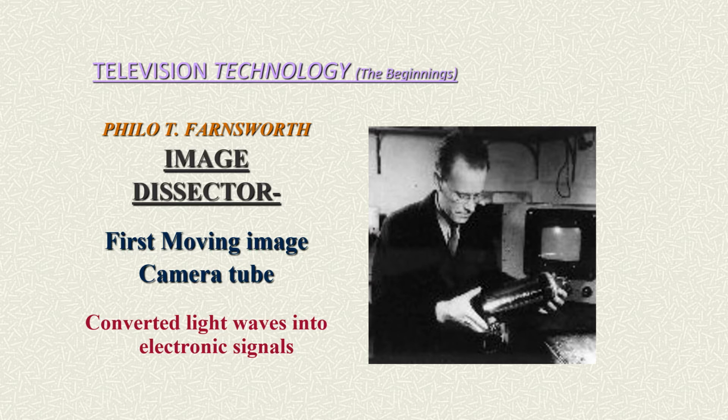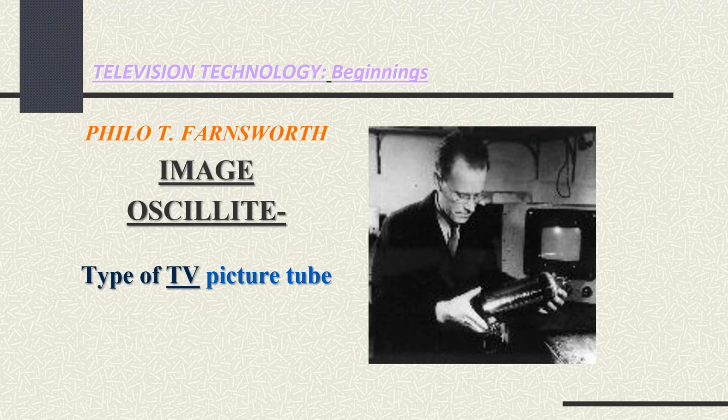And those electronic signals go through a wire into something that is going to take that scene that's in front of the image dissector and create an image on a screen, a display, an electronic display. And this is the image oscillate. So you have the image dissector, which finds the image or creates the image, turns it into an electronic signal that goes to the image oscillate, which is going to display that image. The image oscillate then is the first television picture tube.